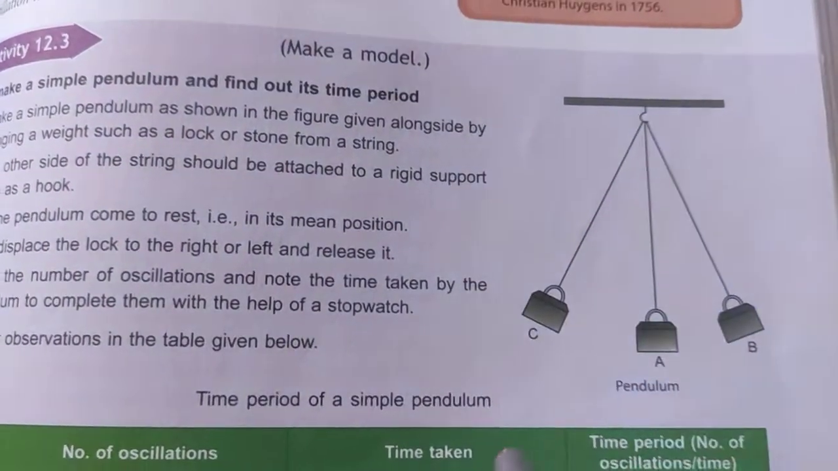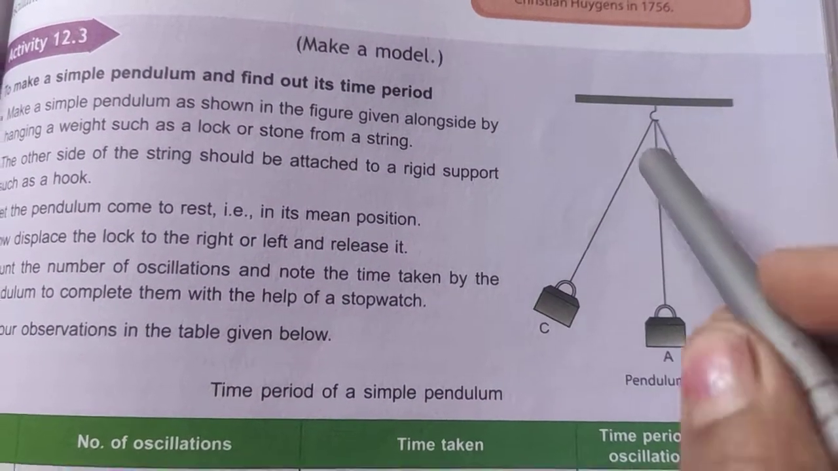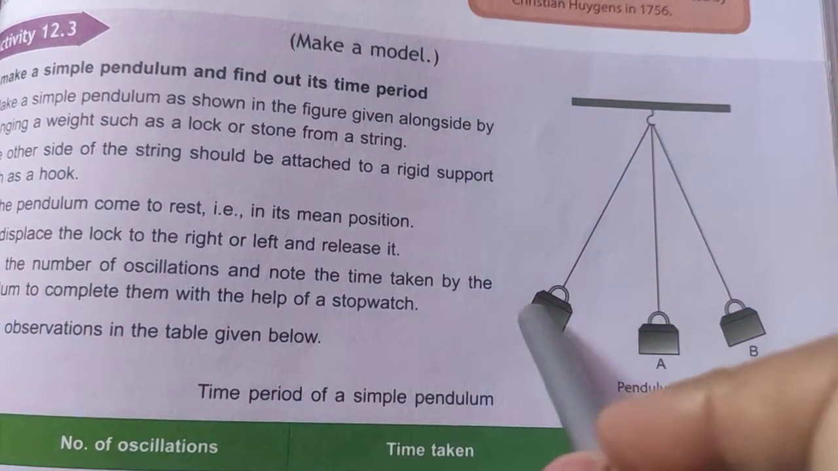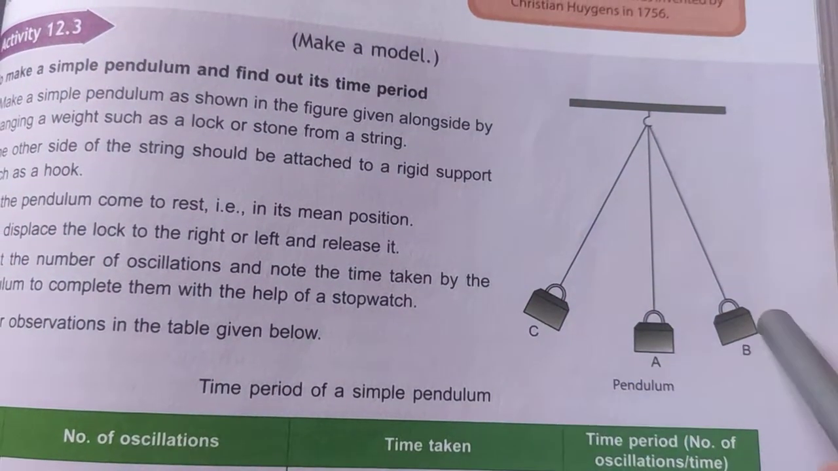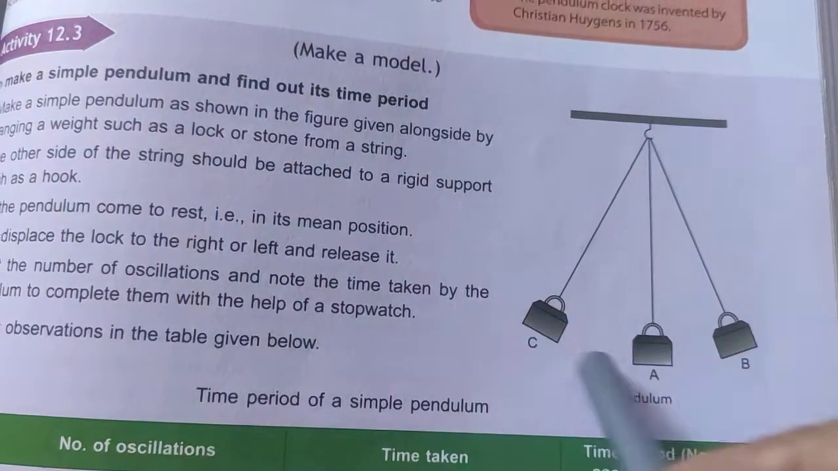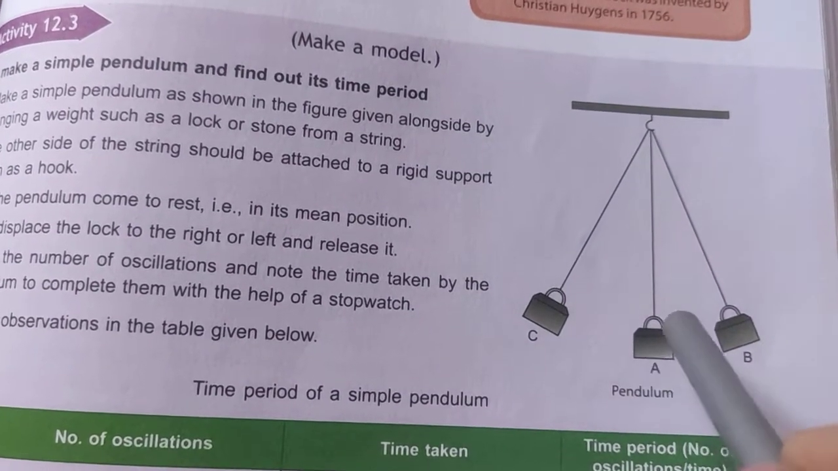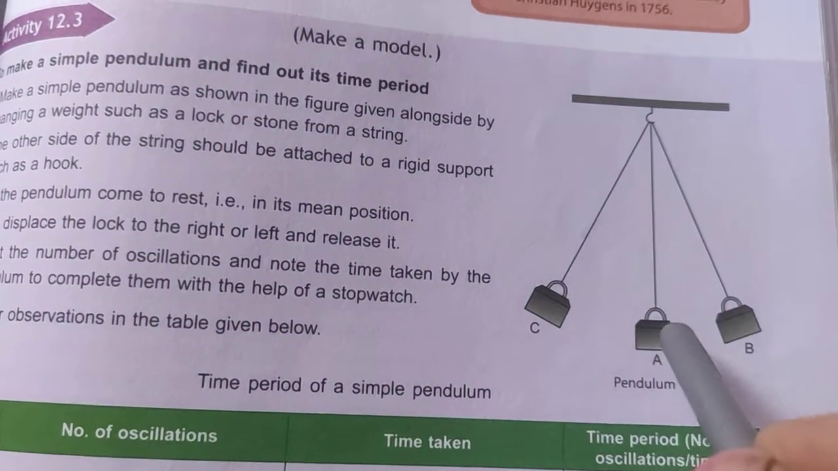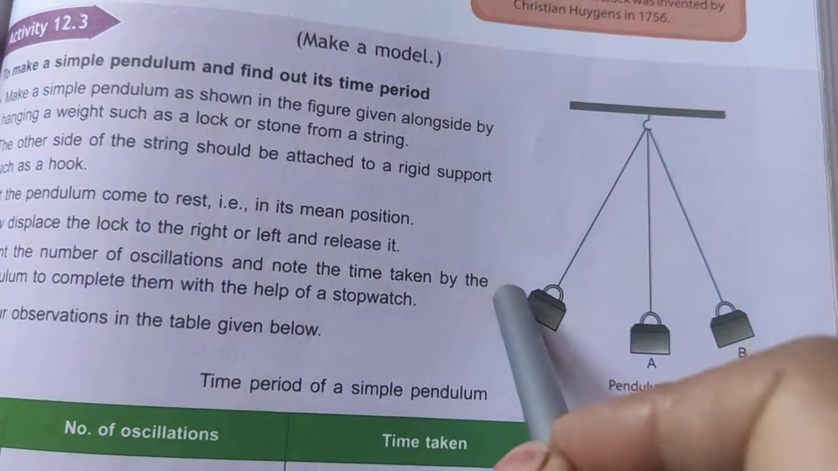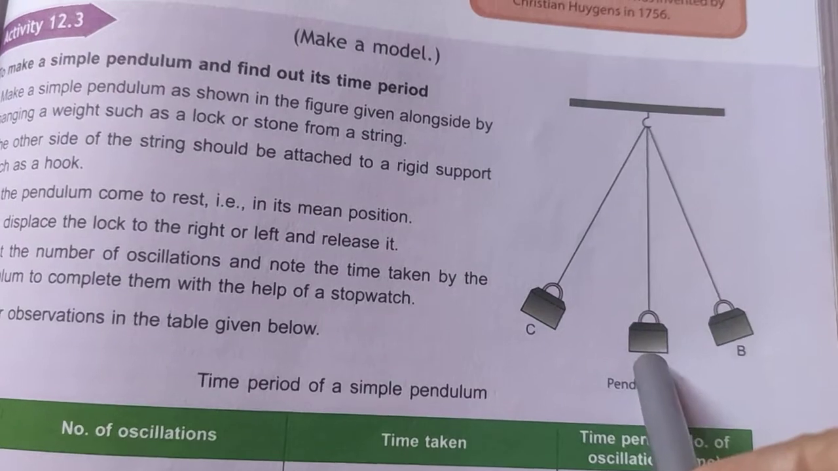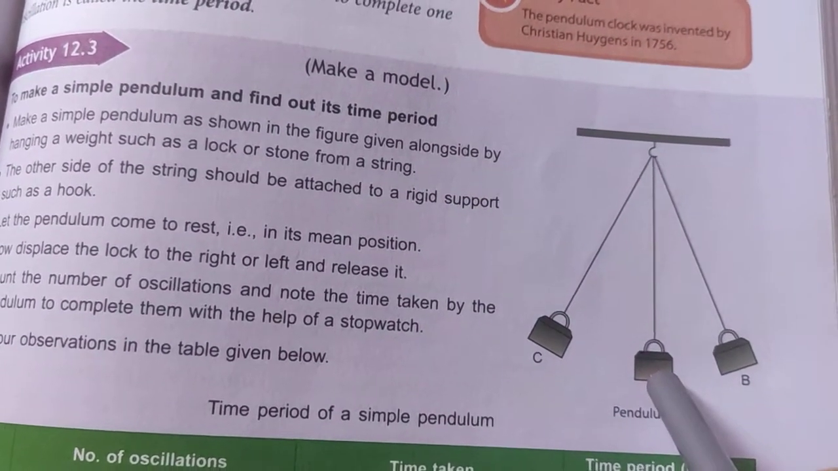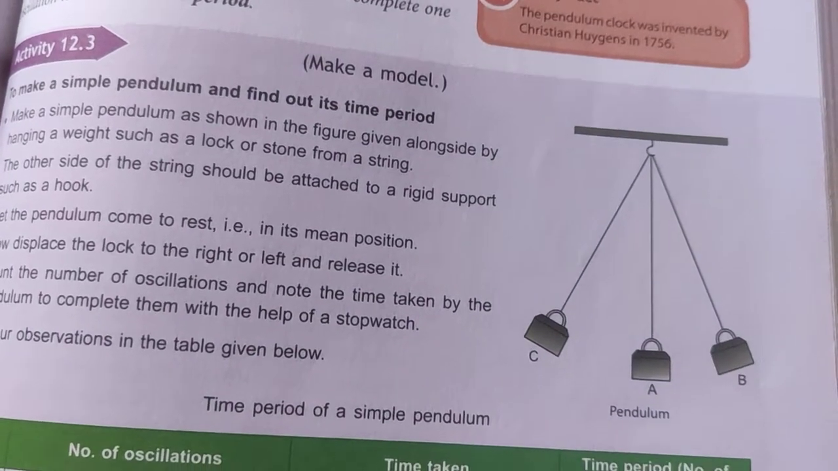Start from one position, suppose A. When you leave it, it will come to the middle. Start from A, let it come to one end, then go to the other end, and then come back to the middle point. Mark the time it takes to cover from A to C to B to A, from here to here, and again back to here. Take the time period. You will see you get one particular time.